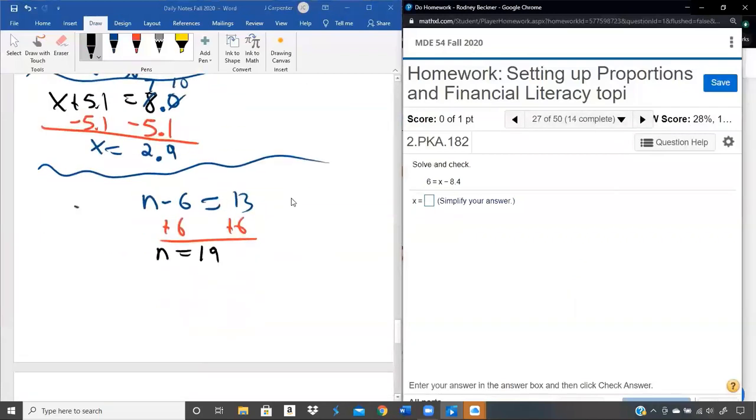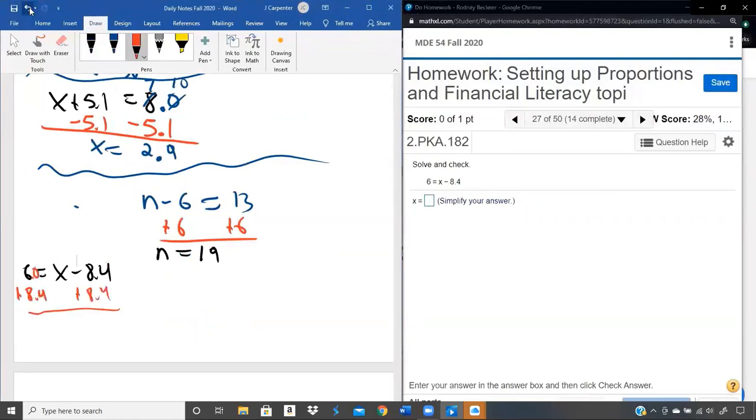If the variable's on the right side, does that really affect anything? No. 6 equals x minus 8.4. The x is what you're trying to isolate, so you've got to get rid of the minus 8.4. We do that by adding on both sides. Add 8.4. You'll want to make that 6.0 then. Add 8.4. And then we get equals x on the right side.